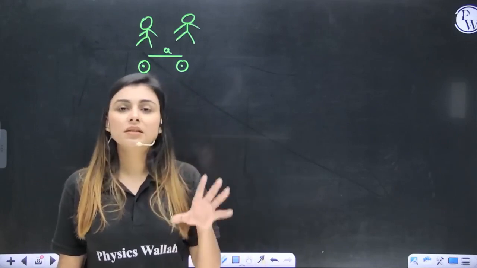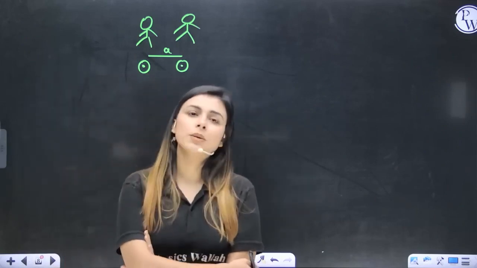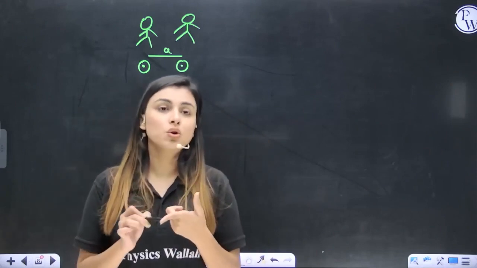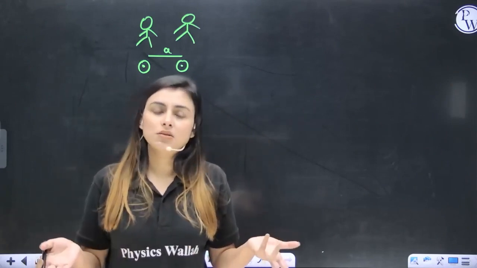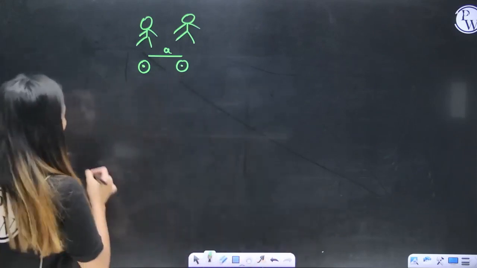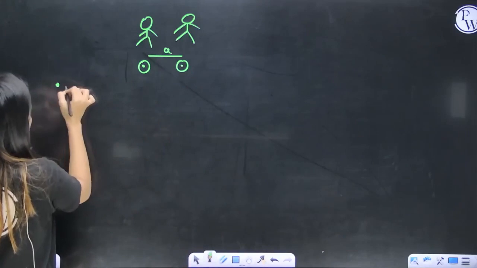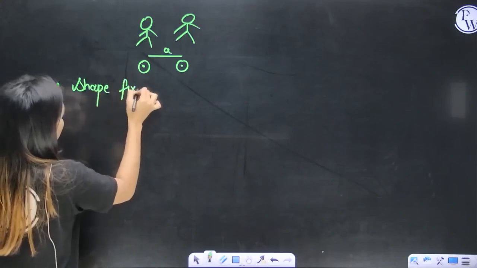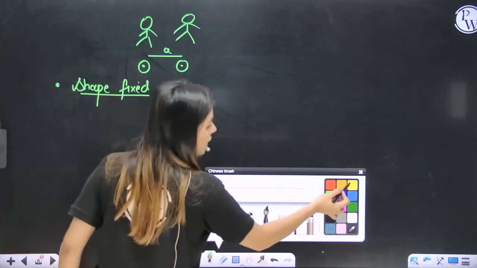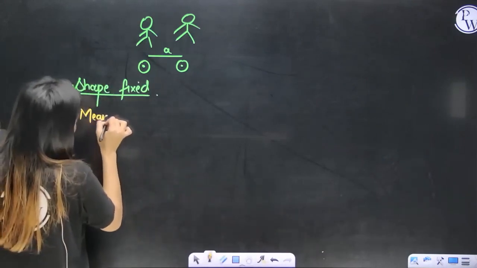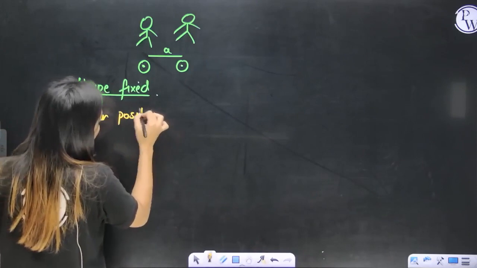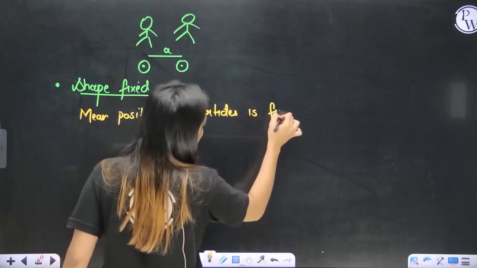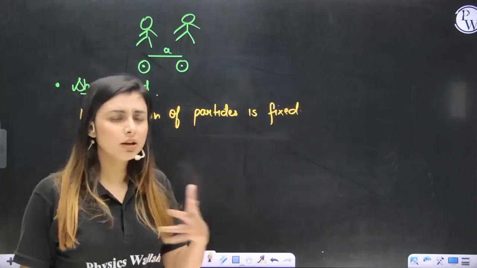So this is the reason a shape is fixed. When is a shape fixed? Ma'am, shape is fixed when there is no change in the mean position and the interparticle distance is also equal, right? So for the condition shape fixed, what is the condition? That the mean position of particles is fixed. The mean position of the particles is fixed. Crystal clear? There's no issue, right?